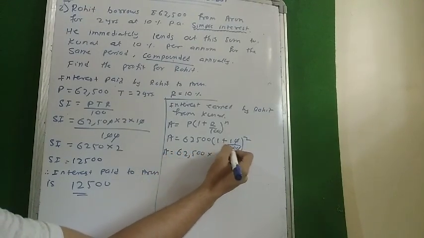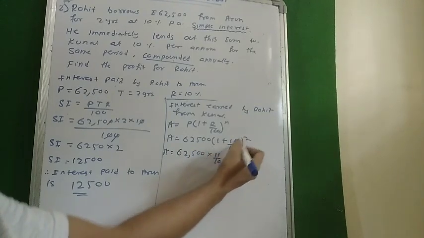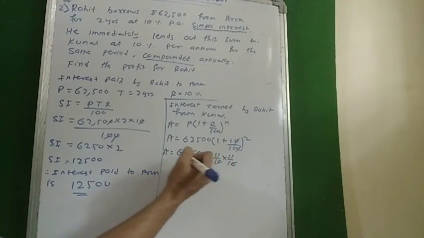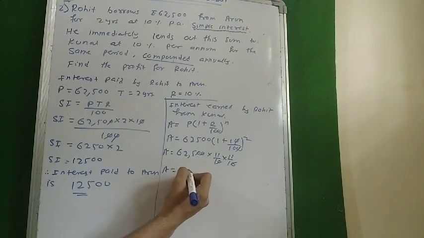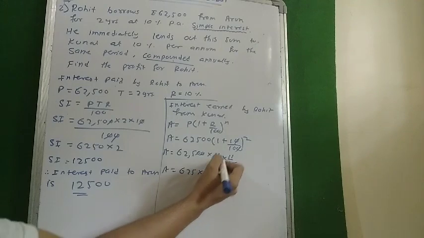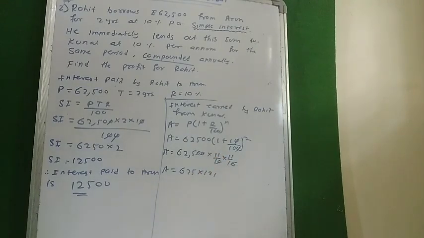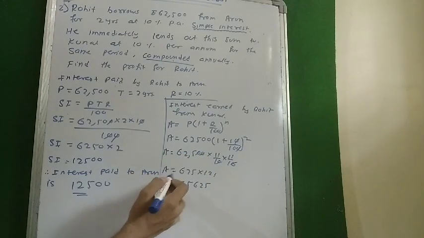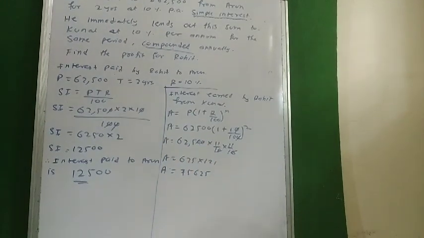So the amount is equal to 62,500 multiplied by 10 plus 1, it is 11 upon 10. As it is raised to 2, I will write 11 upon 10 2 times. So this 0 gets cancelled. We have 625 multiplied by 11 into 11, which is 121. So the amount is equal to 625 into 121. It is 75625. Okay, I will not waste the time on multiplying. So the amount is equal to 75625.